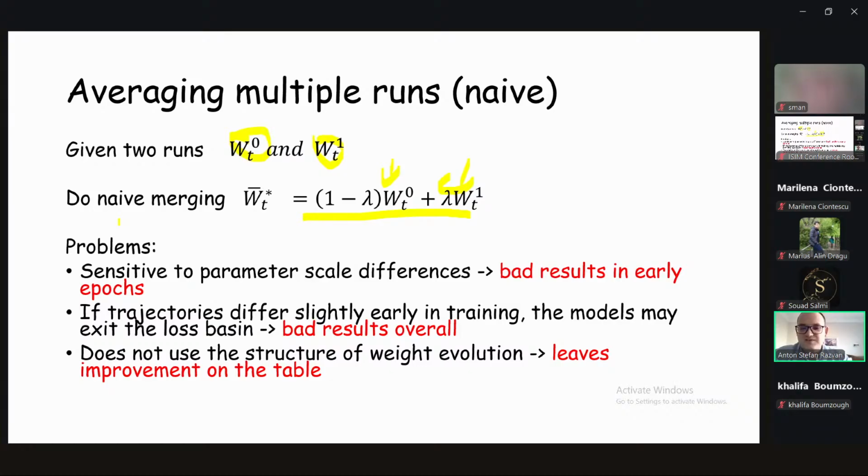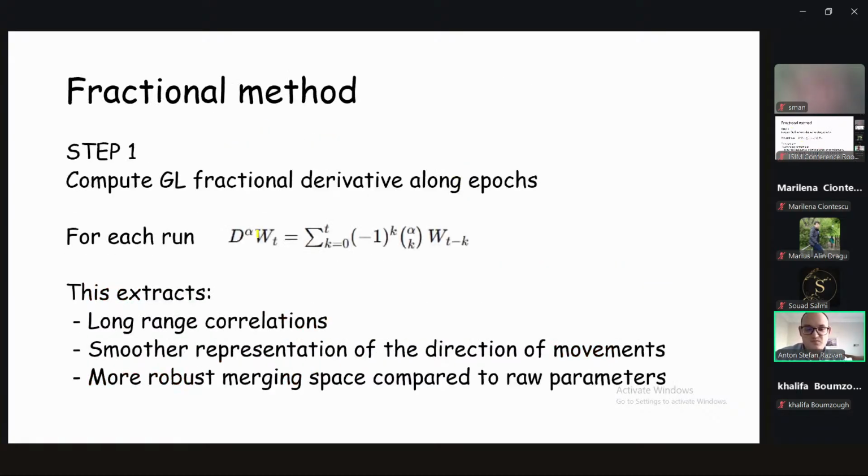And it actually leaves some improvement on the table because I do not account for the trajectory. I do not account for the structure of the weight evolution. So even in the best case, when it works, I can still make it work better by introducing fractional calculus. And the way to do it is you compute the Grünwald-Letnikov fractional derivative along the epochs. So basically this thing right here.